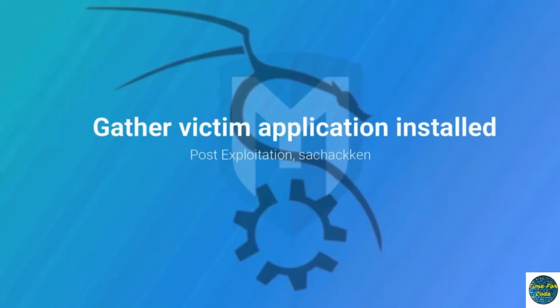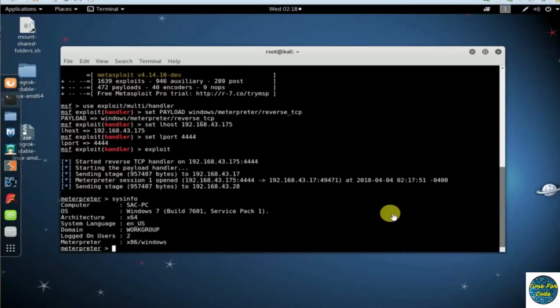In this video, we are going to learn how to gather the applications installed on the victim PC. When you are trying to exploit the victim PC, you will be eagerly waiting to know which type of application has been installed on it. So by using one of the modules present in Metasploit, we are going to gather the applications installed on the victim PC. Let's begin.